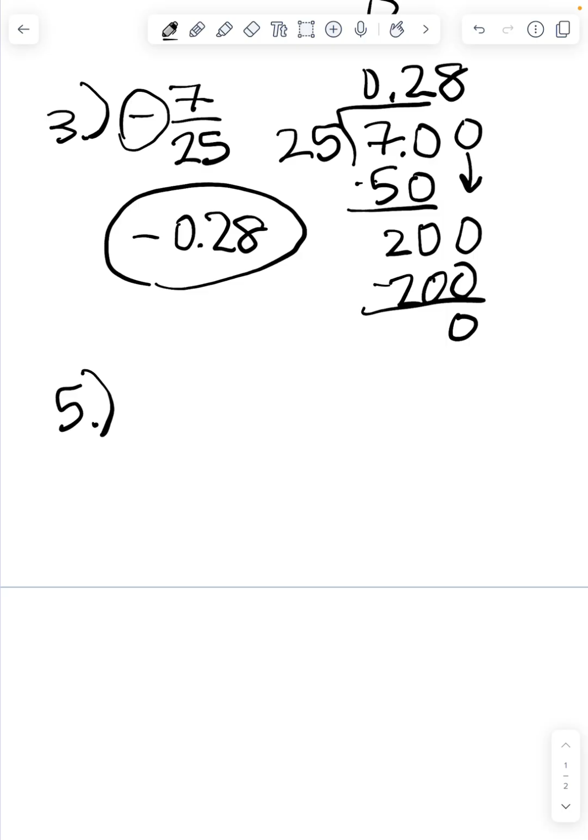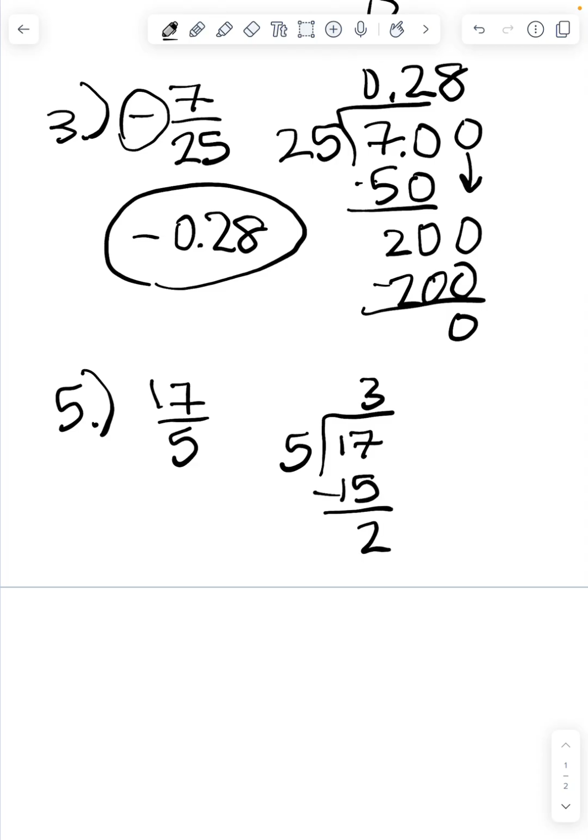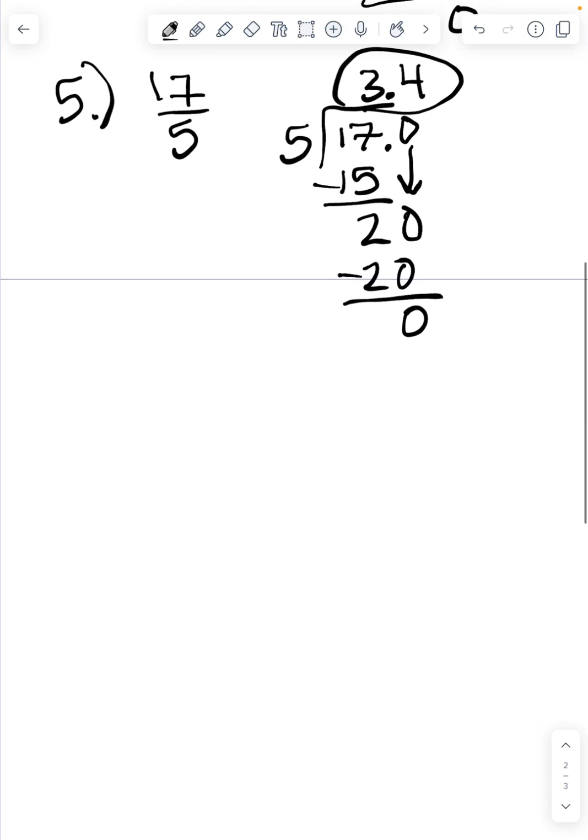Number 5, we have 17 divided by 5. Okay, so this is an improper fraction, but we're going to put it into a decimal with the same method. 17 divided by 5. So 5 doesn't go into 1, it does go into 17 3 times. 3 times 5 is 15. Subtract and get 2. We don't have anything to bring down, so we'll add in our decimal, we'll add in a 0, and then we can bring down our 0. 5 into 20 goes 4 times. 4 times 5 is 20, and we're good. So our answer is 3.4.